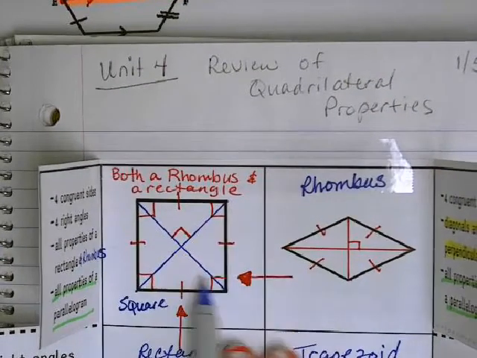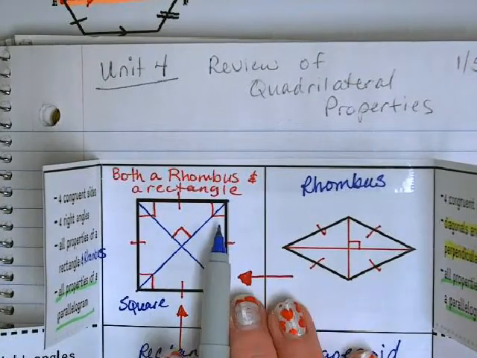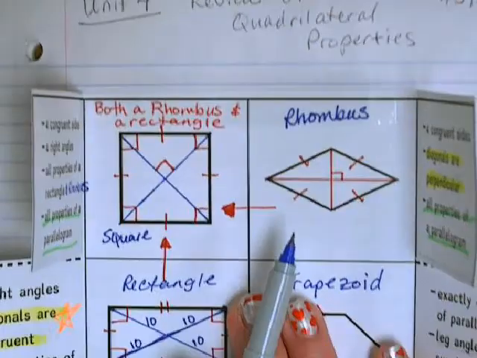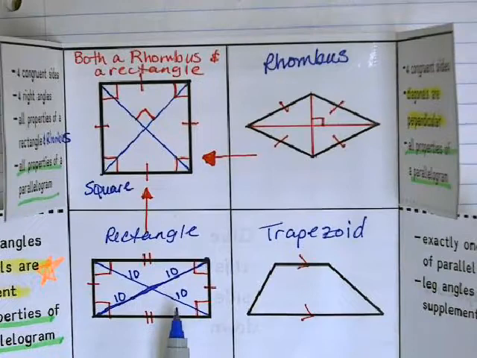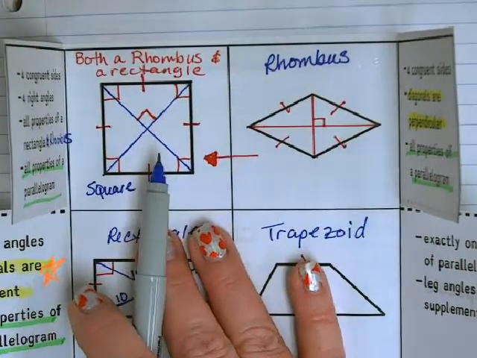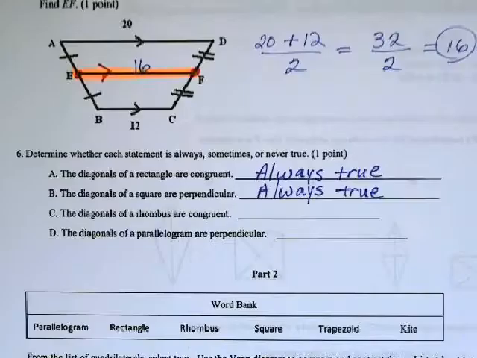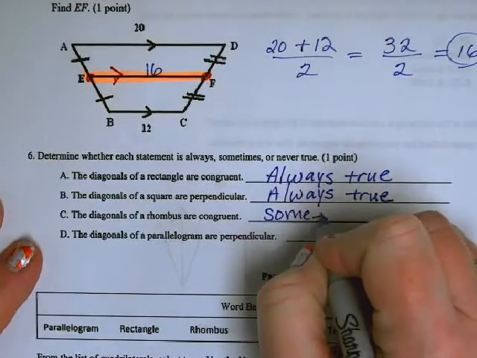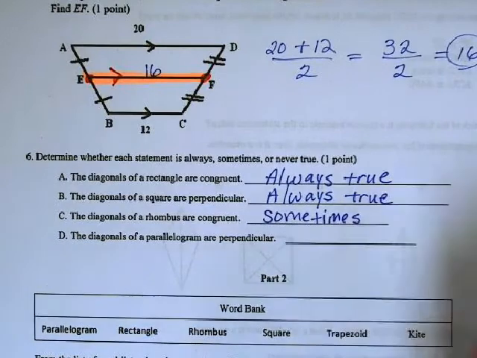How about when the rhombus is a square, right? Because the square is both a rectangle and a rhombus, and since the diagonals of a rectangle are congruent, remember that means the diagonals of a square will be congruent. And since a square is technically a rhombus, this is sometimes true. Because it only happens when your rhombus is a square.